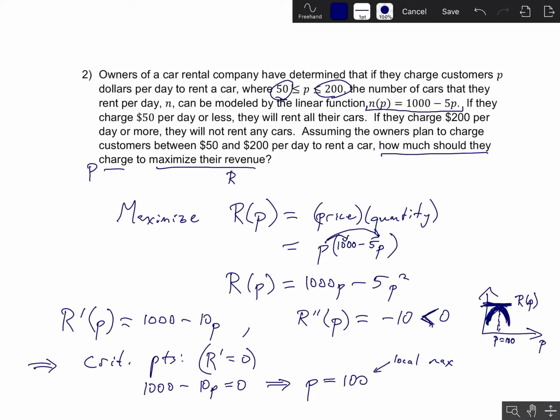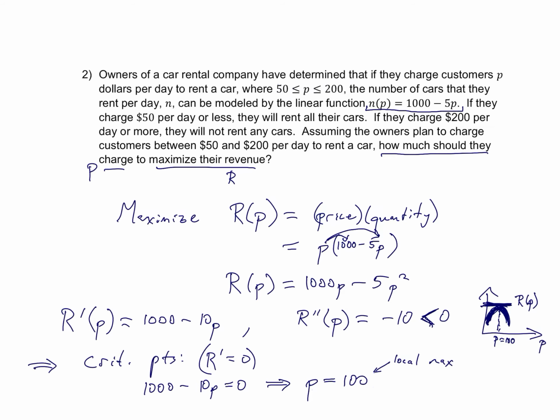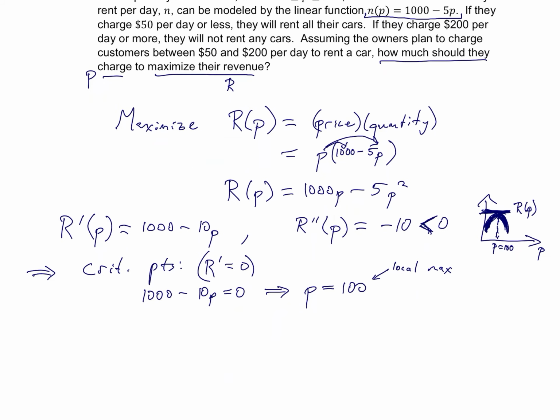So you should basically treat these boundary points as if they were critical points. So they're not necessarily critical points, but the maximum can still occur at a boundary point. So we really have three candidates for our maximal revenue, or really I should say the price that maximizes revenue. The three candidates are 100, 50, and 200. So we need to see which one of these 3 points is actually the one that maximizes the revenue.